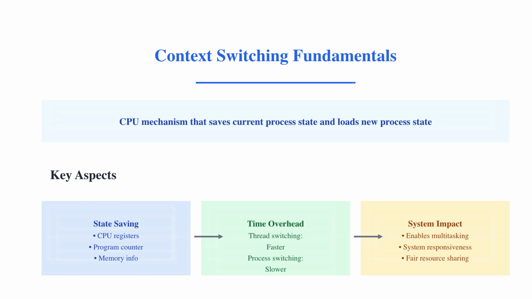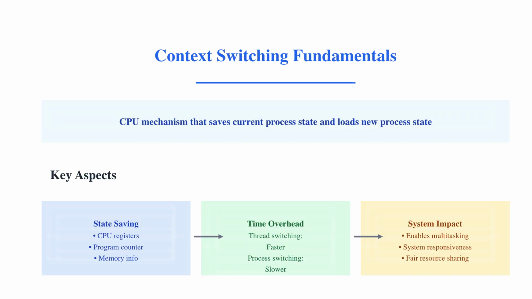Now that we understand the fundamental differences between processes and threads, let's dive into a crucial mechanism that makes multitasking possible: context switching. Context switching is the foundation of how modern operating systems can run multiple processes seemingly simultaneously on a single CPU core. At its core, context switching is the CPU mechanism that saves the current process state and loads another process state. Think of it like bookmarking your place in one book, putting it down, picking up another book, and continuing from where you left off.